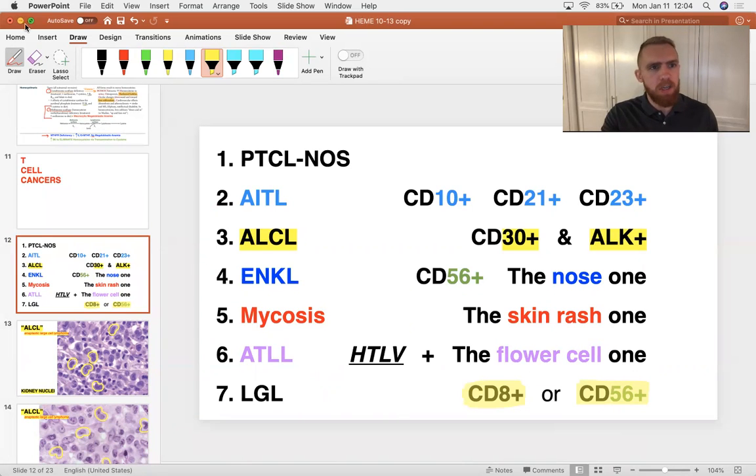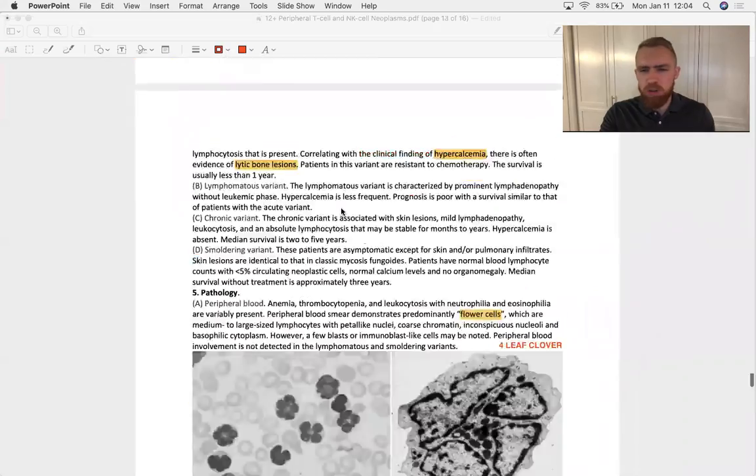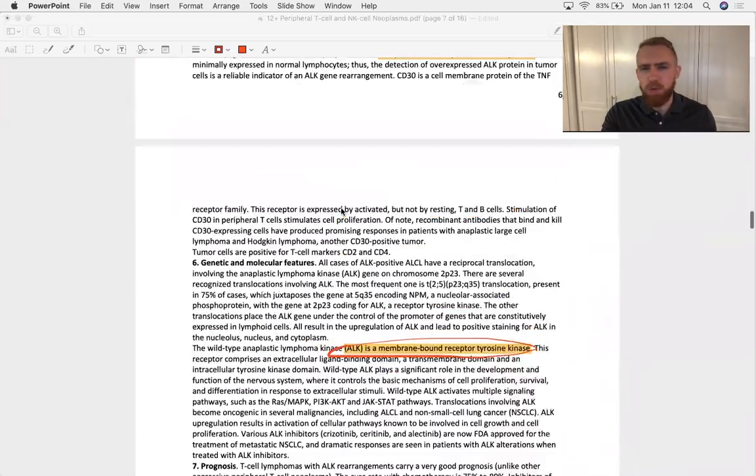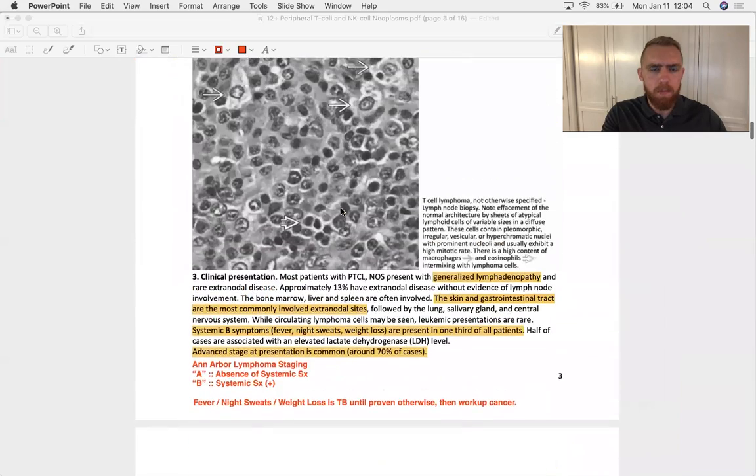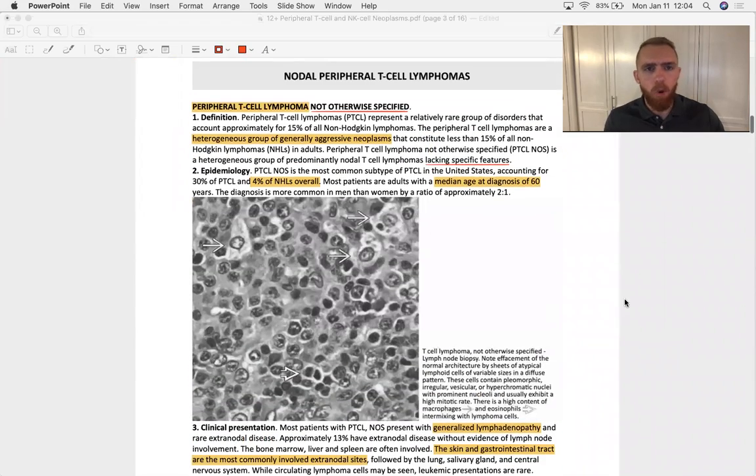Now let's go to the SDL and take it a little bit more slowly, a little bit more of a fine-tooth comb through them one at a time. We begin with the peripheral T-cell lymphoma, not otherwise specified. You know, it doesn't have a type. And T-cell lymphomas do tend to present in the adult and elderly. Very rare that you see a child with a T-cell lymphoma.